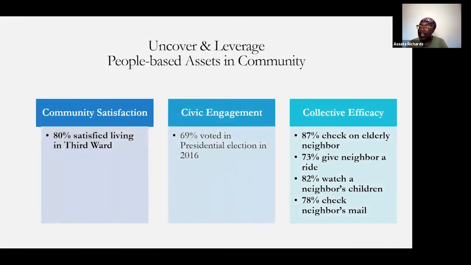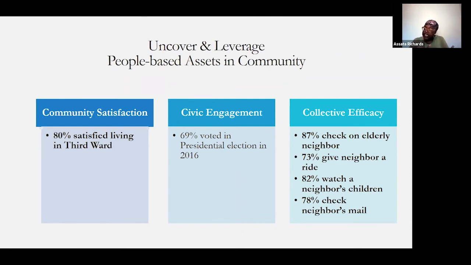Next slide. But this is the moment for me. Despite all of these conditions in this neighborhood, 80% of these residents say they are satisfied living in Third Ward. What they're satisfied with isn't the amenities of the neighborhood, it's not even the conditions of their home, but there is something about this neighborhood that they see as so valuable that despite what they're going through, they want to stay. And despite those conditions, I can't tell you that I would vote in a presidential election, which doesn't seem to be making a difference in my life.